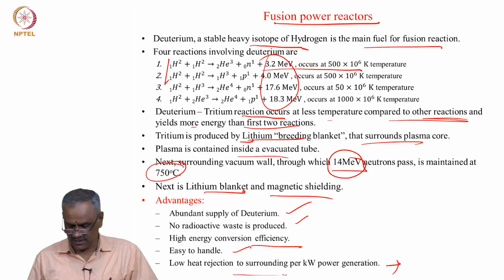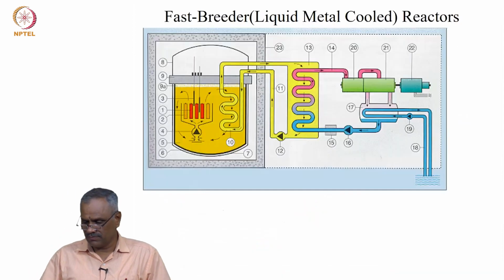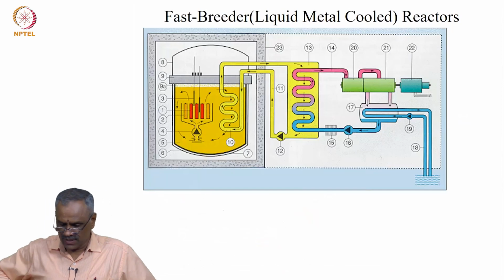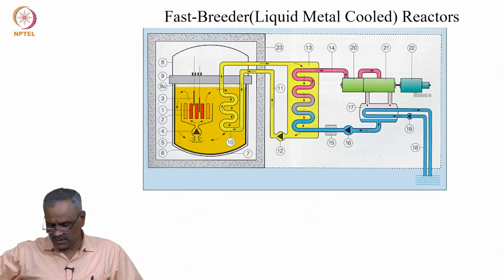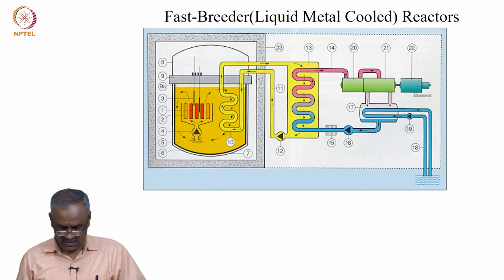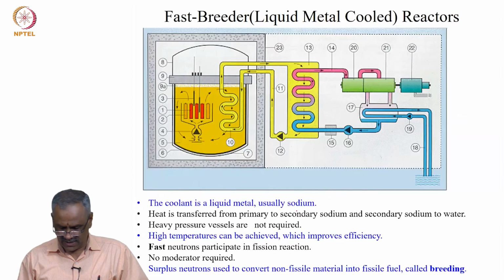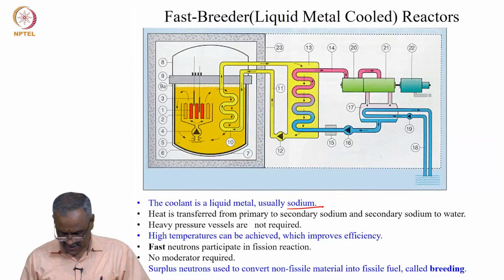because that is fusion based. And a typical fast breeder liquid metal cooled reactor is this. It is the same as what I have shown here. Liquid metals are used in this case. The coolant is a liquid metal, usually sodium, which we have shown. This I have already discussed, and it is a liquid.